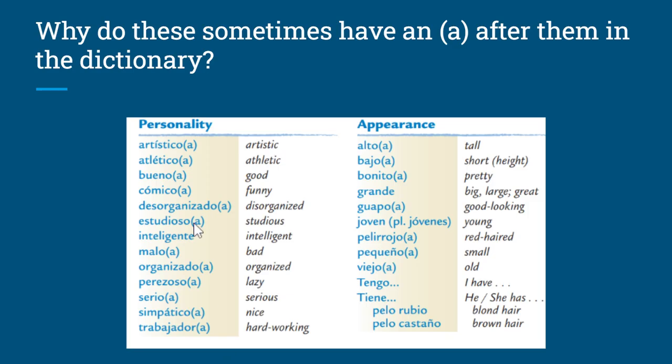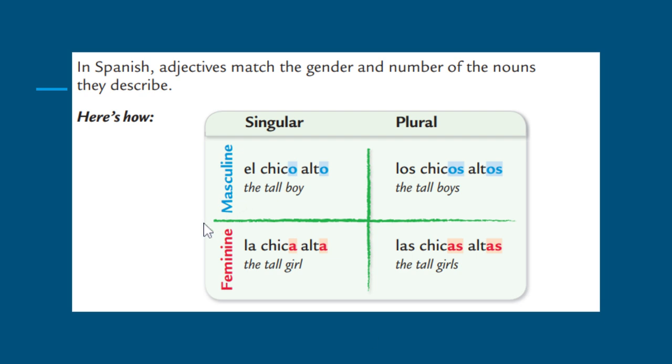In the dictionary, alto is one of those words there in the top right that has the letter A in parentheses after it. That means, depending on who you're describing, it changes. If you're describing a boy, you use alto. If you're describing a girl, the word changes to alta, so it ends in the letter A instead. And if you're talking about multiple people, like, oh, the tall boys or the tall girls, you also add an S. So look carefully at those 4 examples and notice the difference between them.